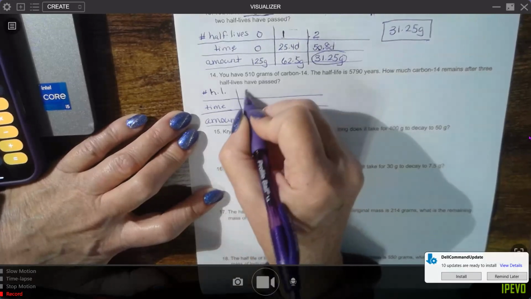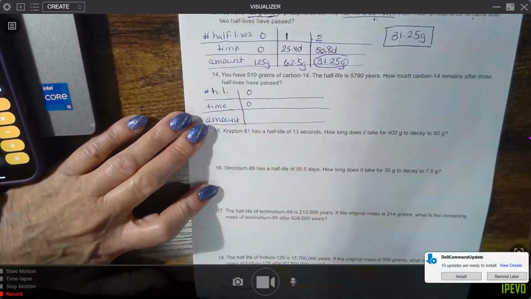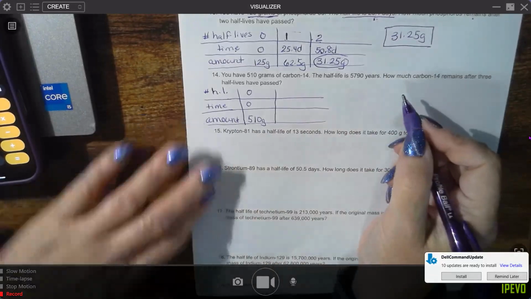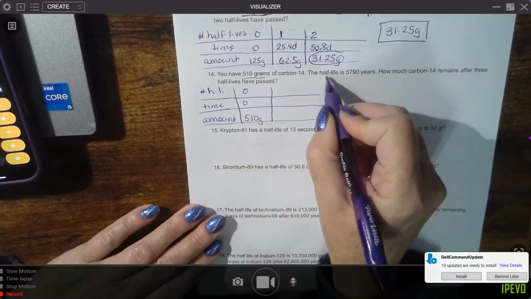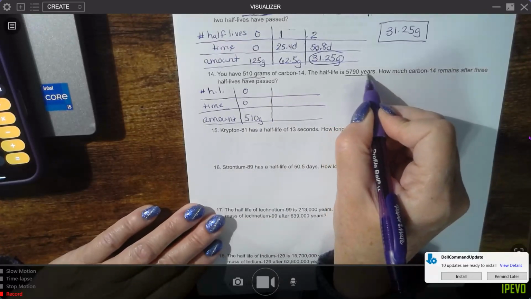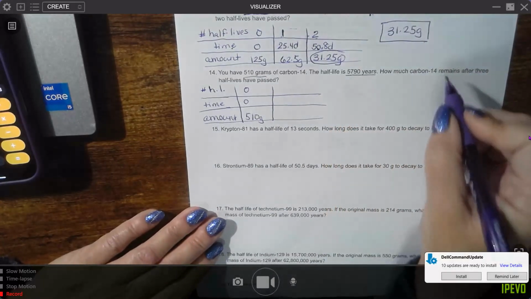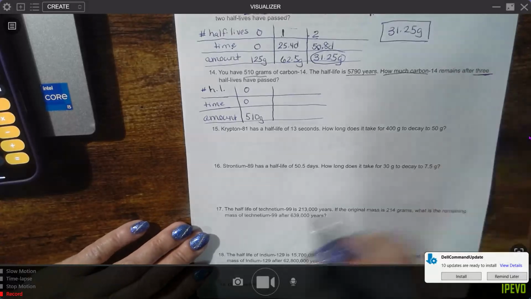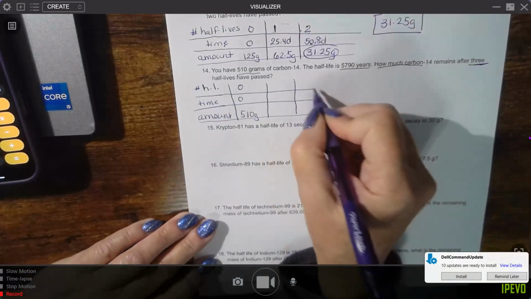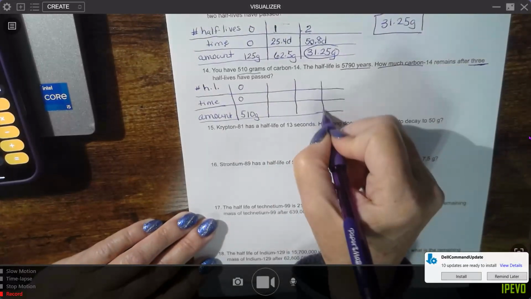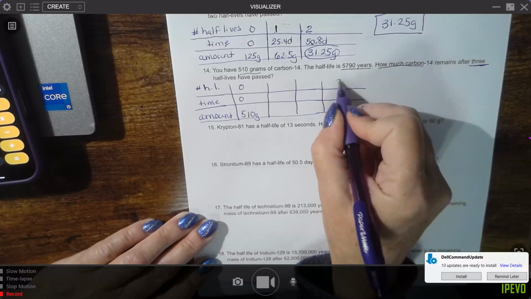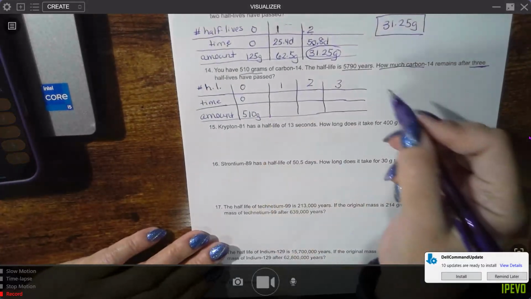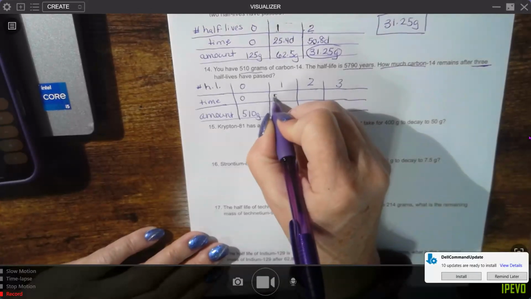All right, at time 0, what does it say? I have 510 grams of material. And so 510 is what I start with. The half-life is 5,790 years. And it's asking us how much carbon-14 remains after 3 half-lives. So that tells me I'm going to have to do my graph out to 3 half-lives. Okay, so the half-life is 5,790 years.